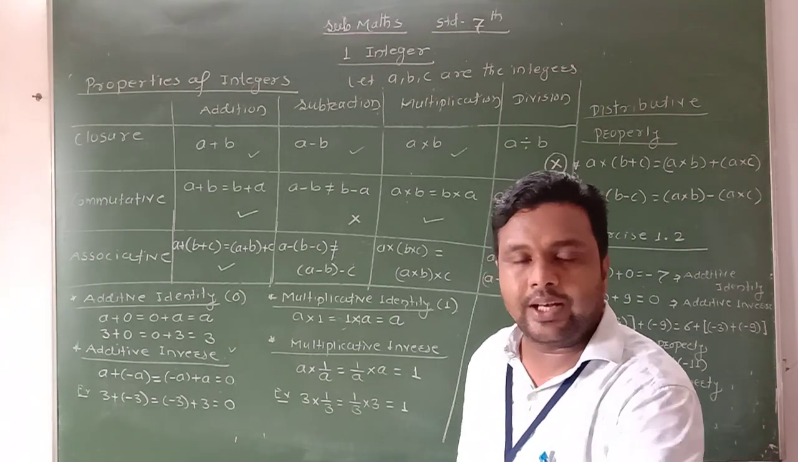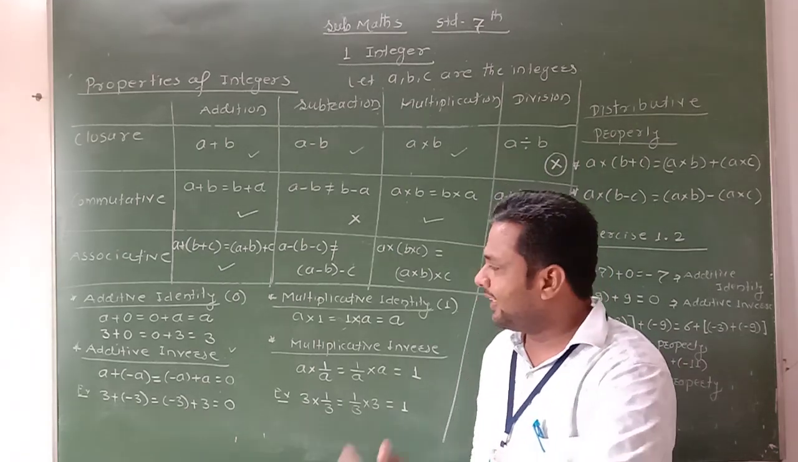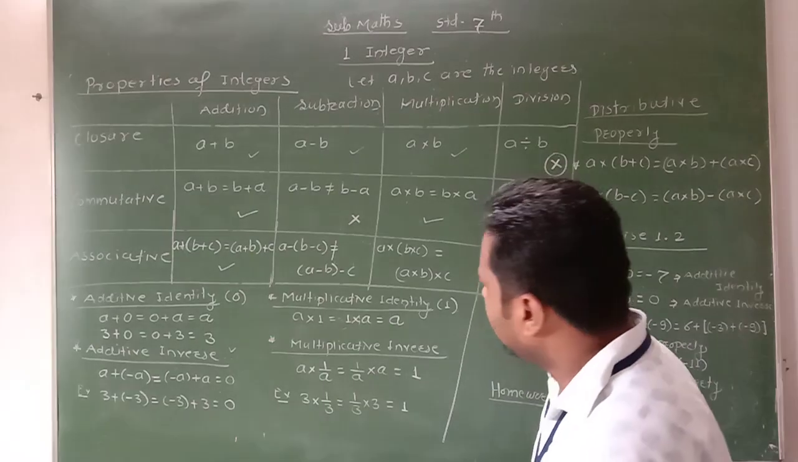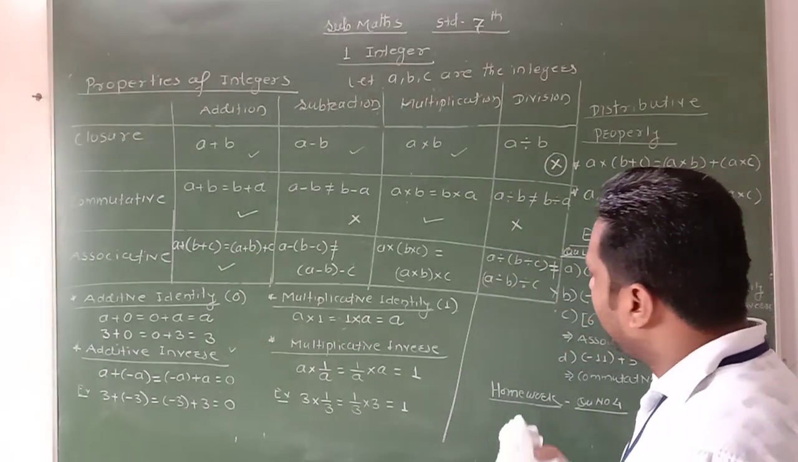Positive becomes negative and negative becomes positive. Then it is the additive inverse of that particular integer. Okay. Now next is multiplicative identity.